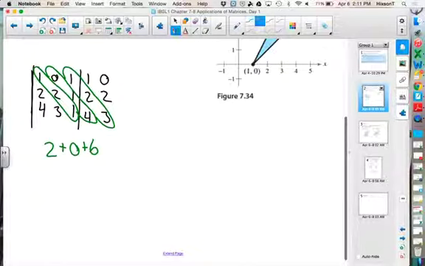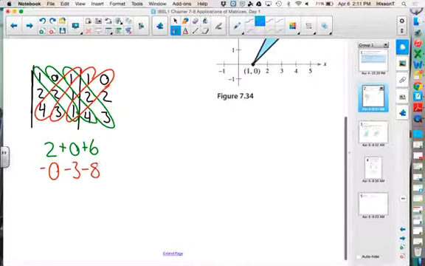Then we need to subtract the backwards diagonals. Okay, so we start in the top right corner. This time, we're subtracting 0 first. Then 1 times 3 is 3, so minus 3. And then 1 times 2 times 4 is 8, so we're subtracting 8. Okay. So our determinant equals a negative 3.